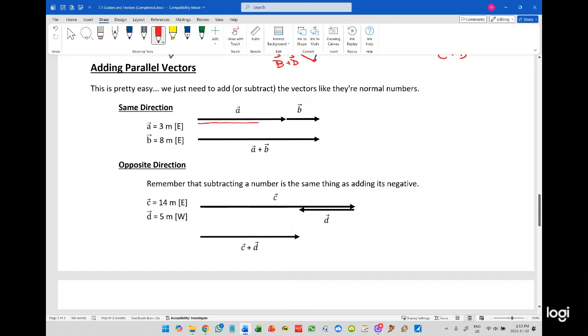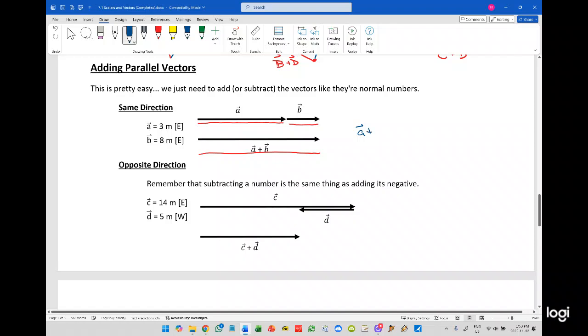This one says you're heading 3 meters to the east, and this one says you're heading 8 more meters to the east. So in total, you're doing this. And if they're both in the same direction, we can just do A plus B equals 3 meters east plus 8 meters east is 11 meters east.